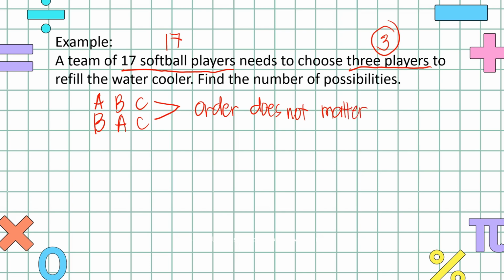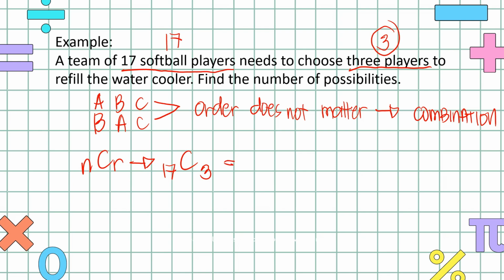Logically speaking, they will be just the same people, whether A comes first or B comes first. They will be the same group of people who will be refilling the water, right? And if the order does not matter, then this is a combination problem. And if it's a combination, we identify our n and also our r. Our n is 17, and it's a combination of 17, taking 3 at a time.